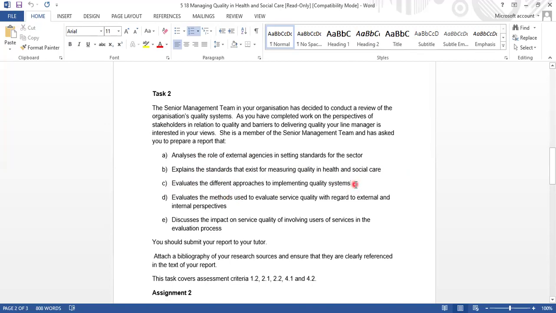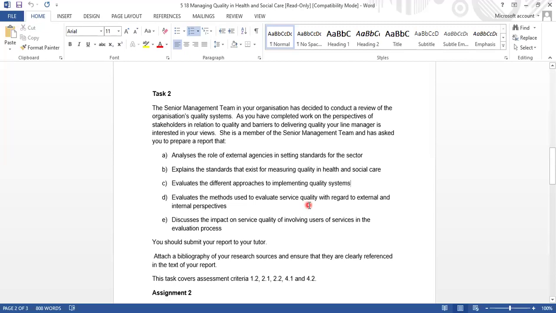So you have different systems. We've talked about different approaches, how to implement quality systems within your healthcare setting. So you can evaluate that. You can talk about that. Evaluate the methods used to evaluate or assess service quality. And this is with regards to external and internal perspective. So you're talking about external factors and internal factors also. And how are you going to evaluate your service quality?